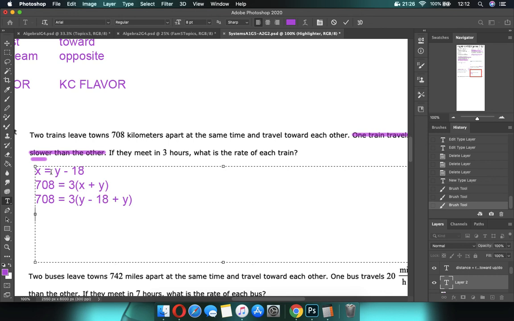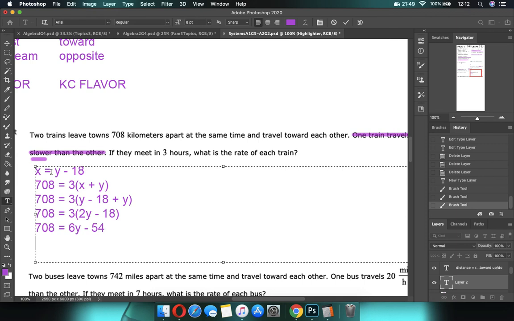All right, so now let's simplify this. 708 equals 3 times 2y minus 18. So 708 equals, let's see here, that's going to be 6y because we're distributing now. 3 times 18 is 54. And hey, two-step equation, we know how to solve this.